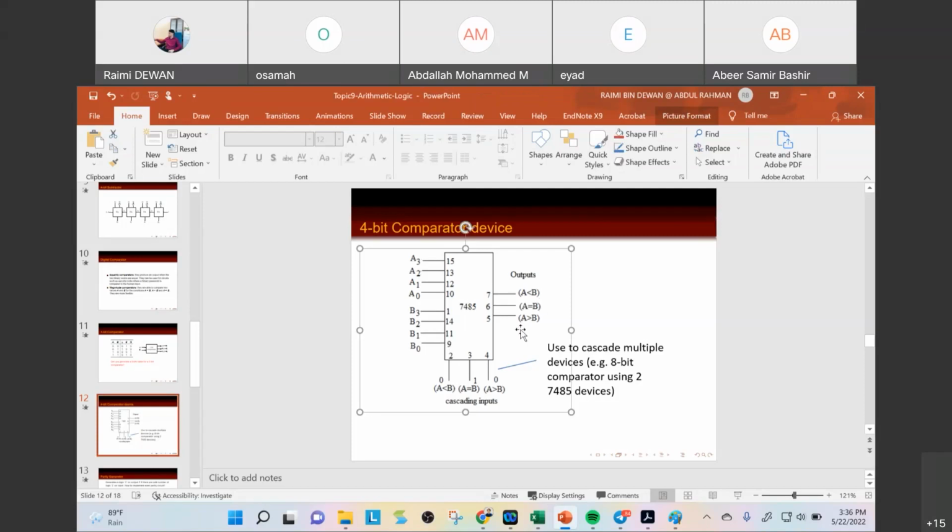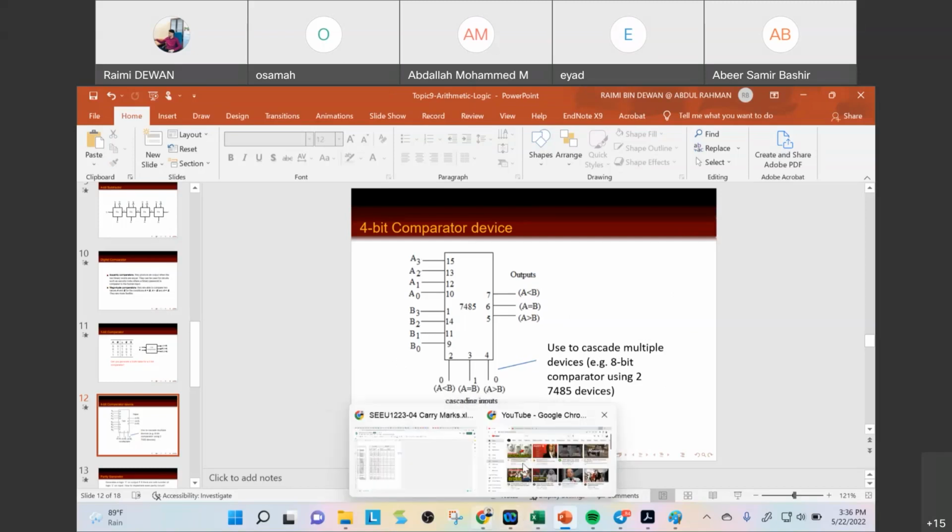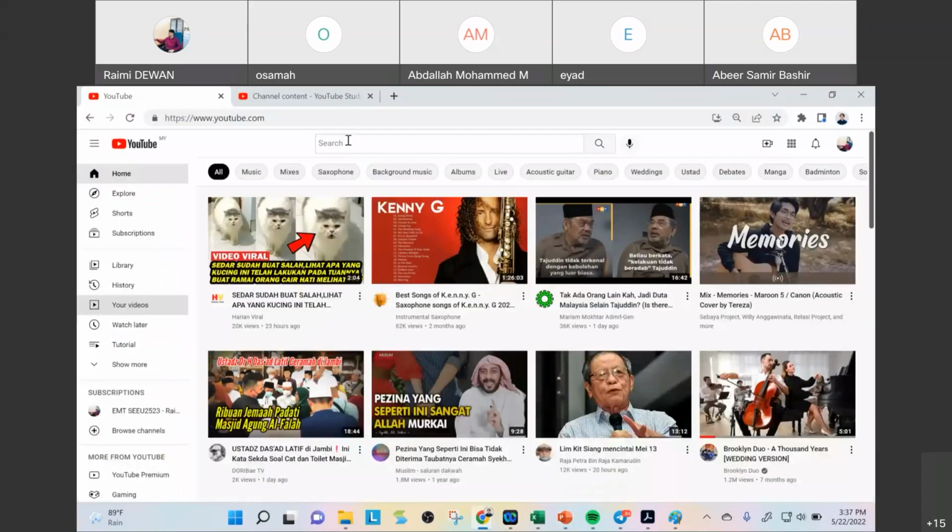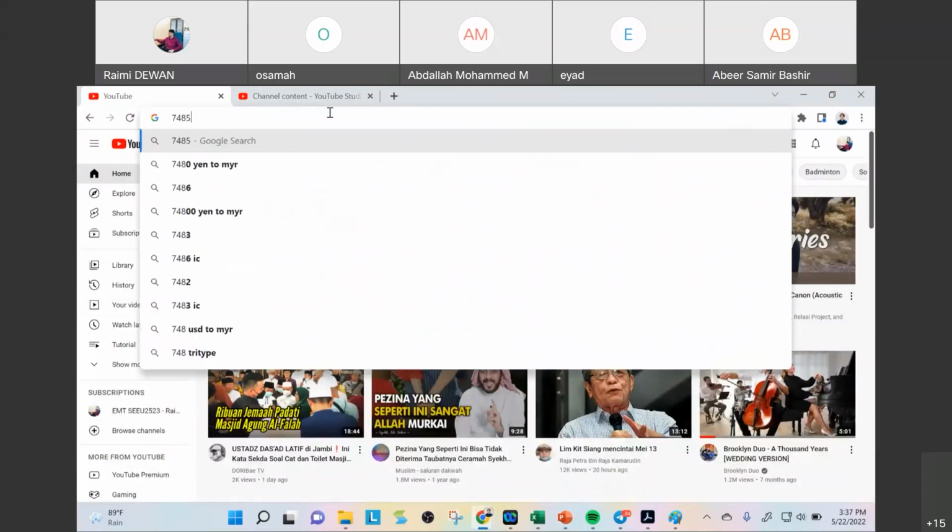Okay, so this is just like what I told just now, but it's comparing in terms of the chip, and you can see this is the cascading input. Okay, this one is the input. Oh, okay, I thought this is the output. Sorry, just now I didn't read carefully. So this is the input. Now they put cascading input 0, 1, and 0. Okay, cascading input 2, 3, 4. 7485, used to cascade multiple devices, an 8-bit comparator using 7485 devices.